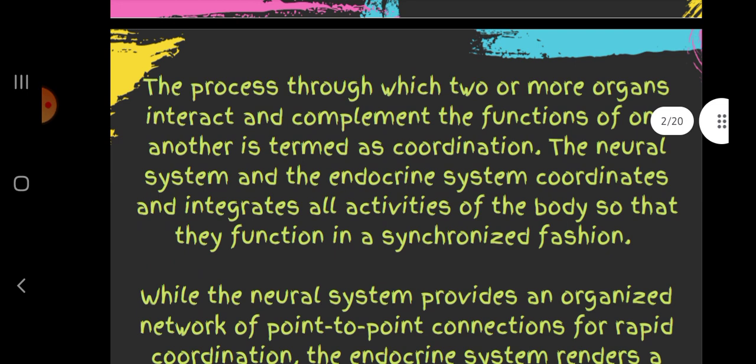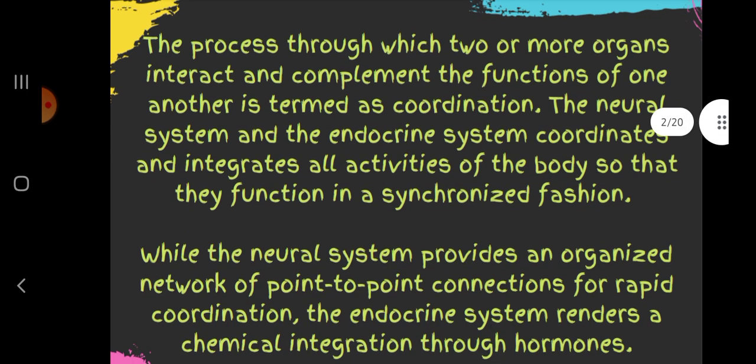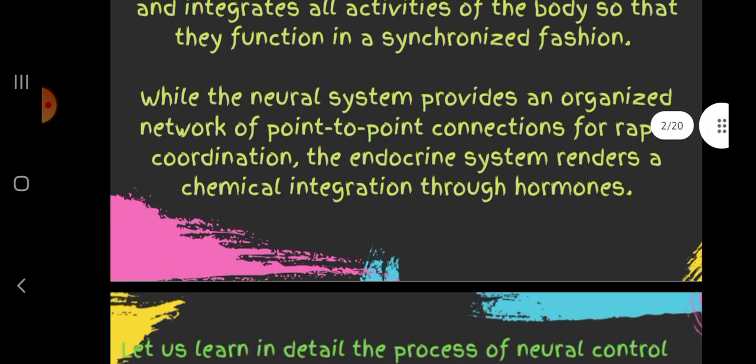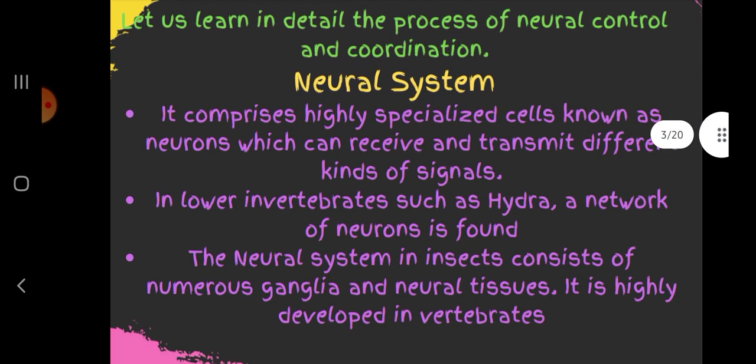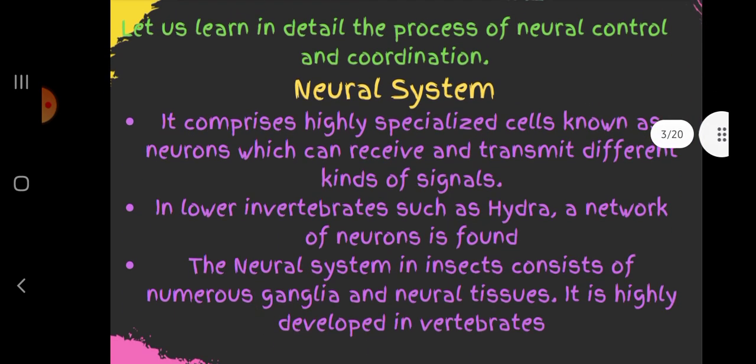The process through which two or more organs interact and complement the function of one another is termed as coordination. The neural system and the endocrine system coordinate and integrate all activities of the body so that they function in a synchronized fashion. Let us learn in detail the process of neural control and coordination.